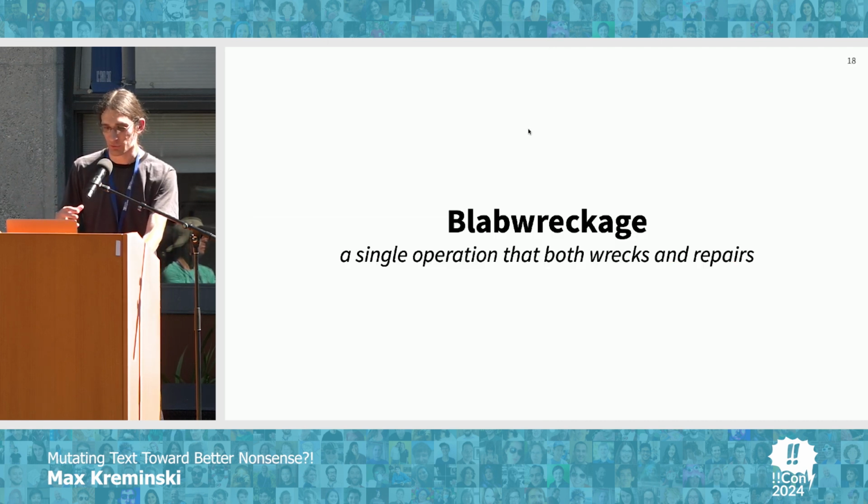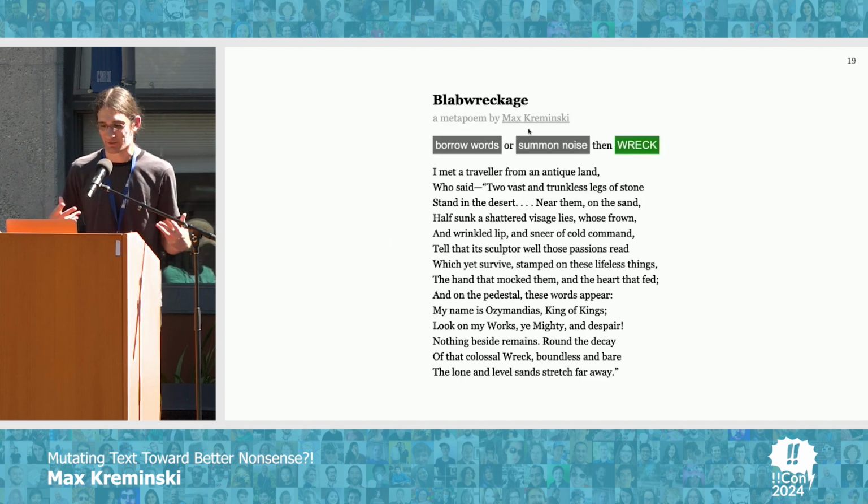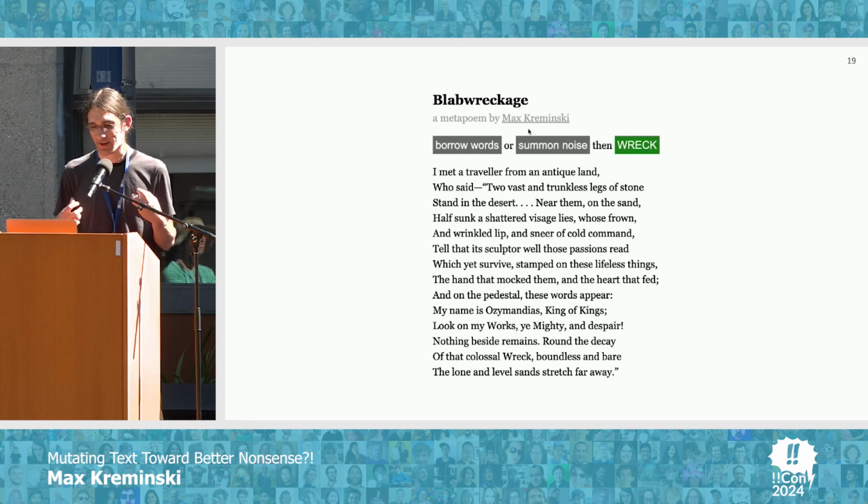Now, you can generalize this further and use this exact same model to produce what I call Blabwreckage, which is a single operation that both wrecks and repairs text. So here we have an instance of pasting in a poem that was created by a well-known poet. This is Ozymandias, a famous poem. It starts out like, I met a traveler from an antique land who said two vast and trunkless legs of stone stand in the desert. It's a poem about destruction and impermanence and that kind of thing.